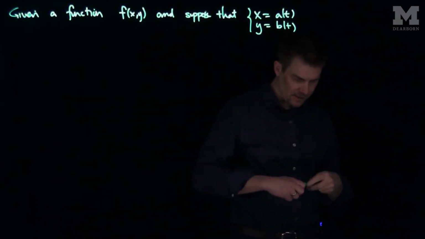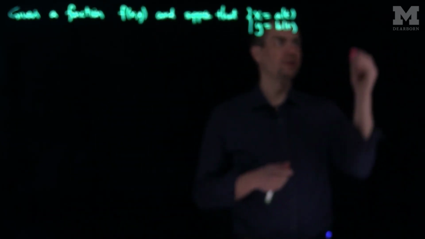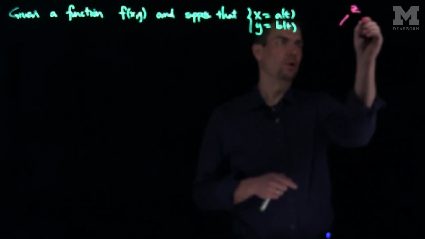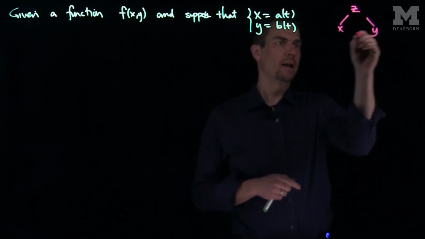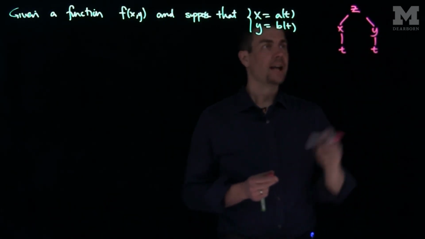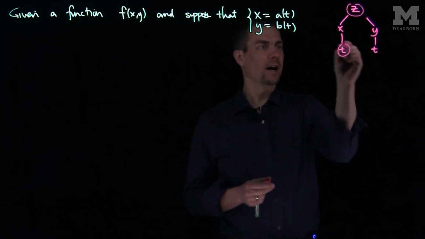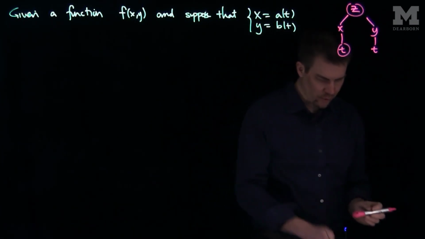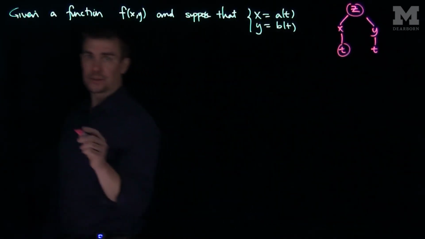Then, if this is the case, we can think of a configuration like this. We have z, which depends on x and y, and x and y both depend on t. And so z also depends on t. And so the chain rule will tell us how z depends on t.